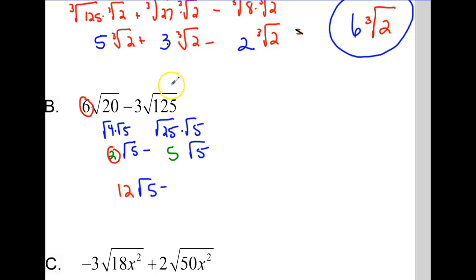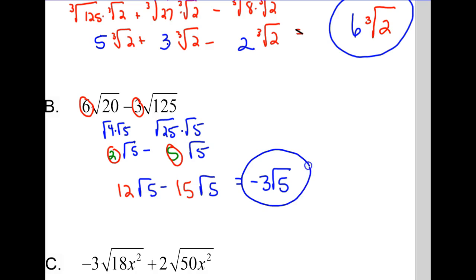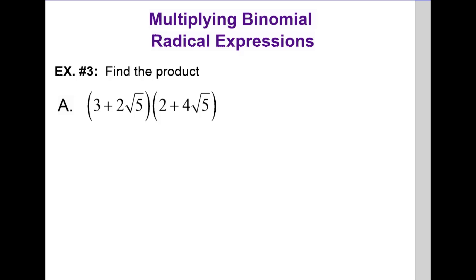And then I've got to go through and make sure that I take 3 times 5. So I get 15 square roots of 5. And 12 minus 15 gives me negative 3 square roots of 5. Okay? I think that's good. We're going to move on. I can save this one for class.